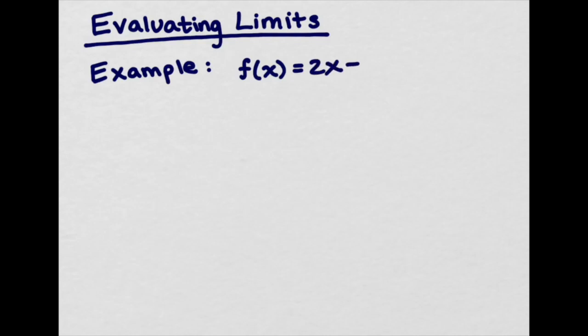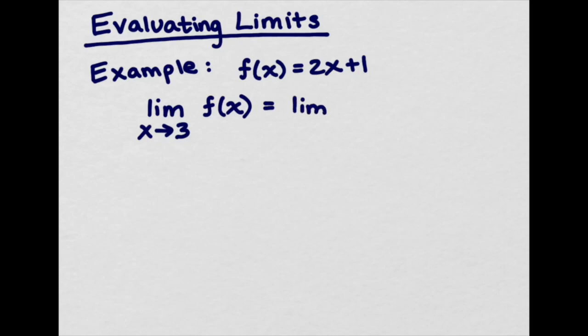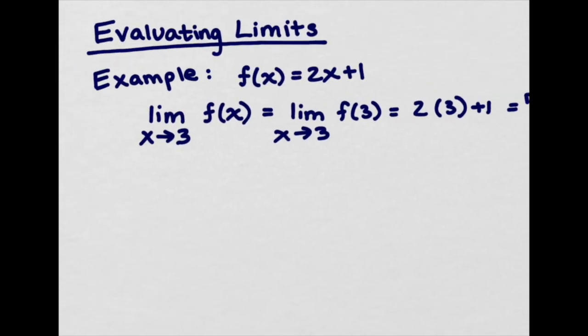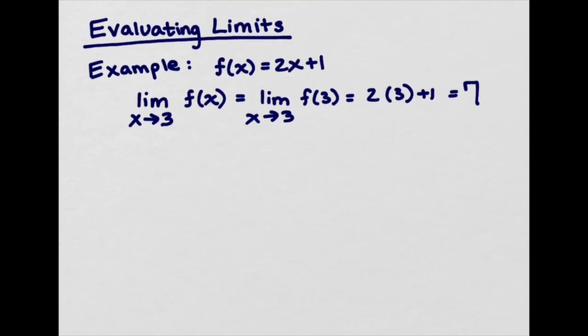Let's say we have the function 2x plus 1. Now, we want to find the limit as x approaches 3. So we substitute 3 into the function and calculate f of 3 equals 2 times 3 plus 1 equals 7. So the limit as x approaches 3 is 7.